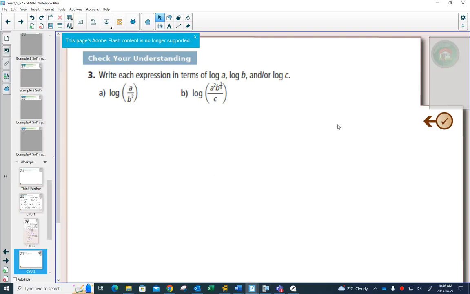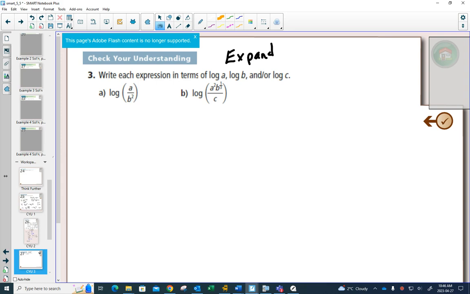In Examples 1 and 2, we learned our new log laws and we practiced combining logarithms to a single logarithm. It's going to really be an important skill for solving equations later on. Question 3 asks you to go the other direction. Going the other direction is often called expanding.